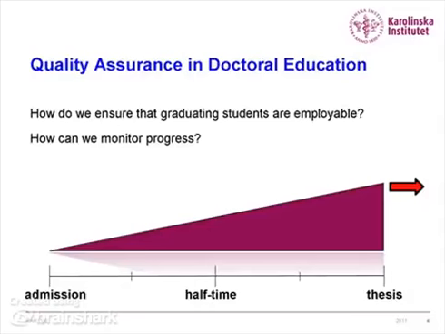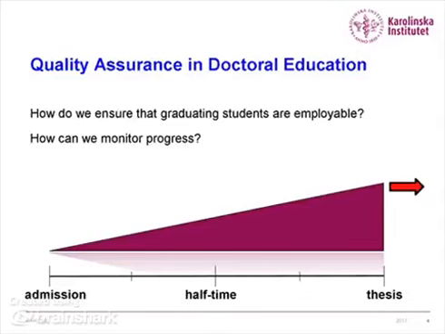And the question is, how do we assure the graduating students are employable? So at the point where you see the red arrow on the upper right hand side, how can we be sure the students have attained the skills that will be necessary for them to take place in society as academic researchers, as clinicians, working in industry or doing something else?